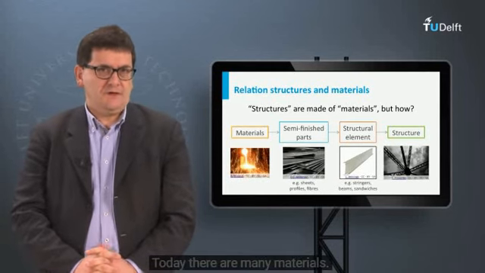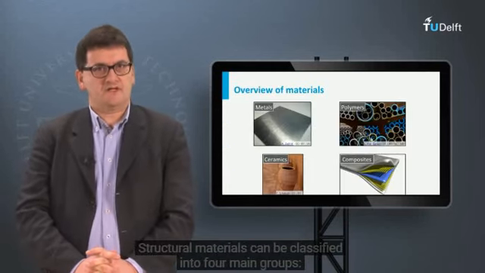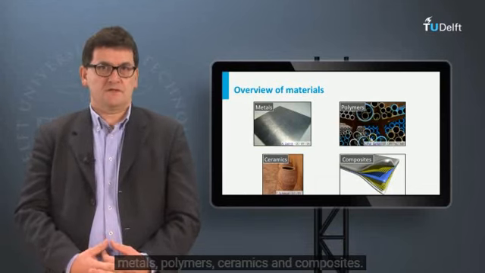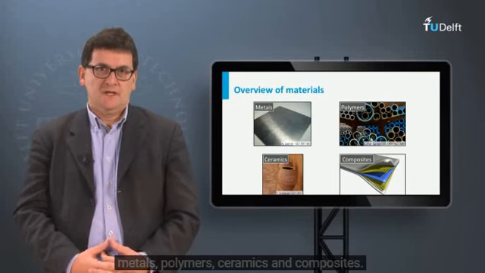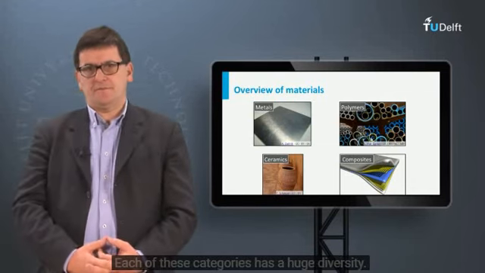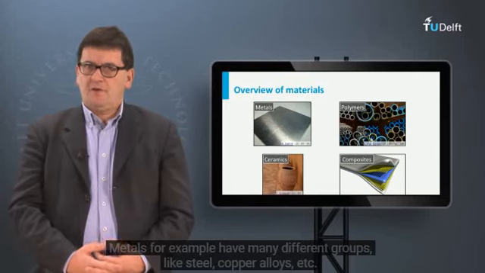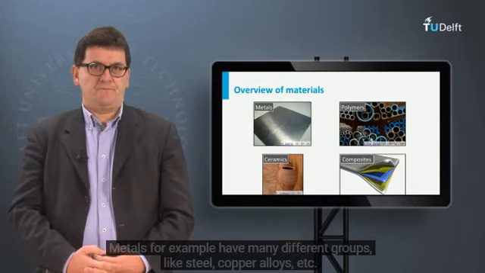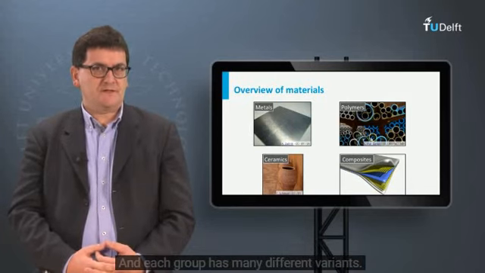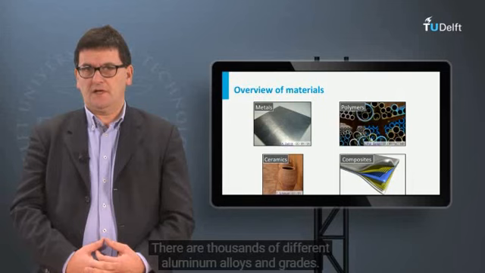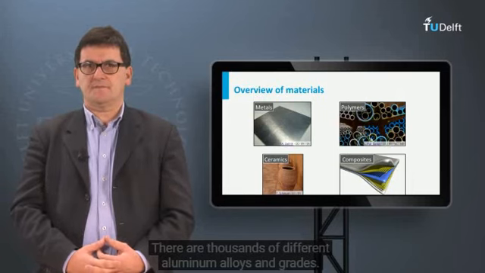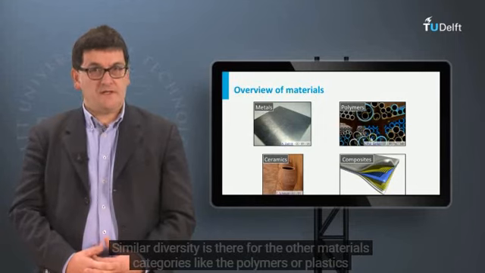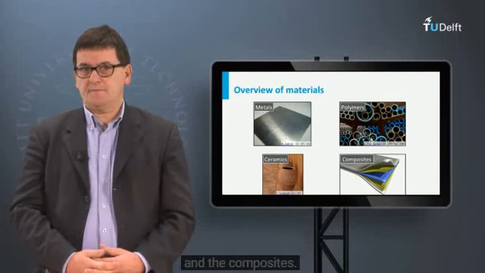Today there are many materials. Structural materials can be classified into 4 main groups: metals, polymers, ceramics and composites. Each of these categories has a huge diversity. Metals, for example, have many different groups like steel, copper alloys, etc. And each group has many different variants. There are thousands of different aluminium alloys and grades. Similar diversity is there for other materials, like the polymers or plastics, and the composites.